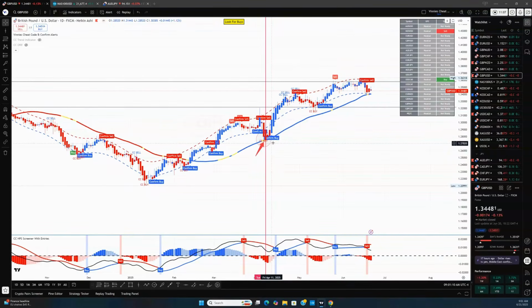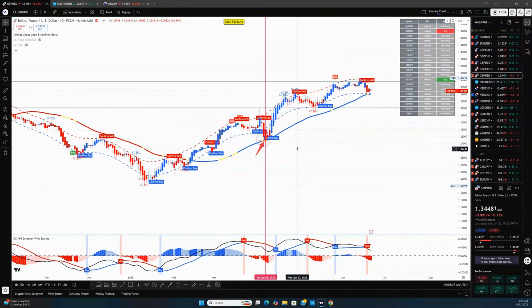Now, all we can do is sit back and wait for price to hit a level of resistance, or we can wait till we get another cheat code sell signal. Once we get that cheat code sell signal, then we can exit the market because we know that price is going to pull back. We have to respect the cheat code buy and sell signals.